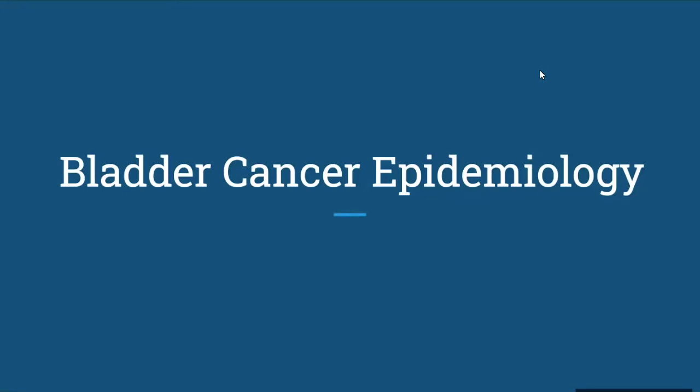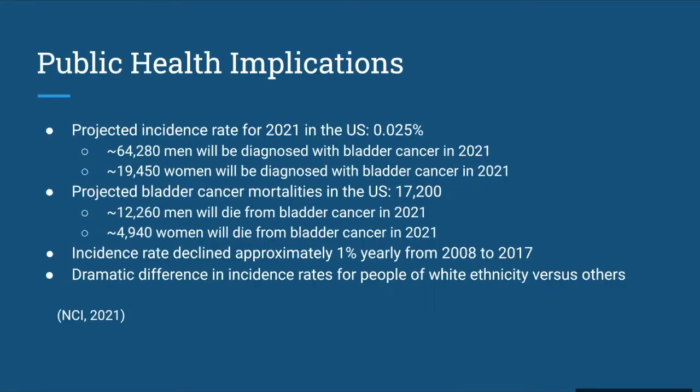Okay, so now we're going to talk about bladder cancer epidemiology. These are some of the public health implications of bladder cancer. The National Cancer Institute estimates that the number of new cases of bladder cancer in 2021 will be approximately 83,730, leading to an incidence rate of approximately 0.025% and making it the sixth most common cancer type overall.